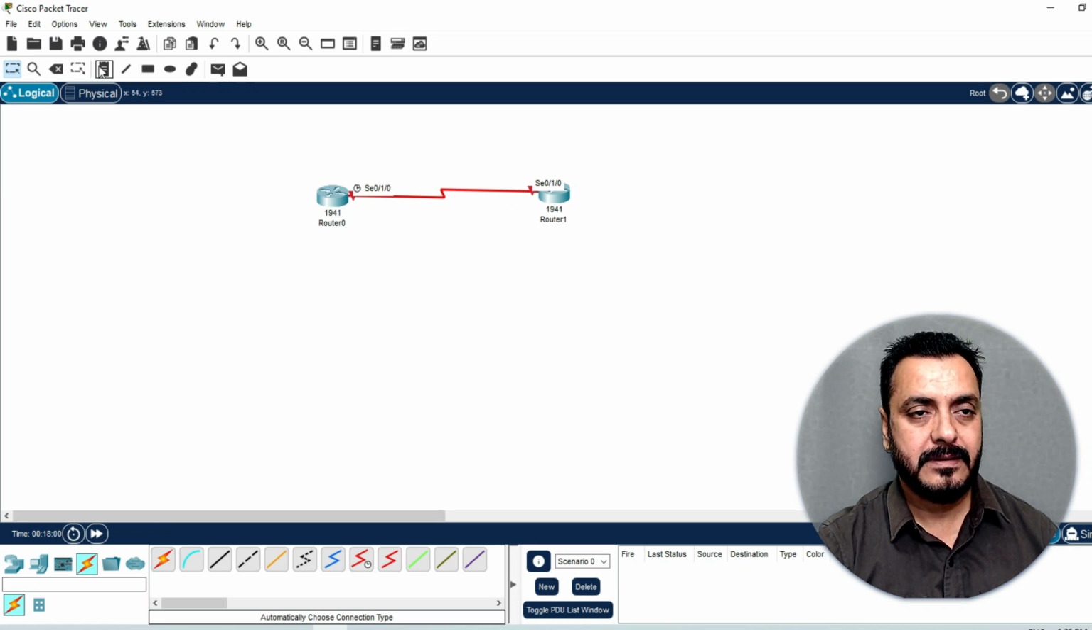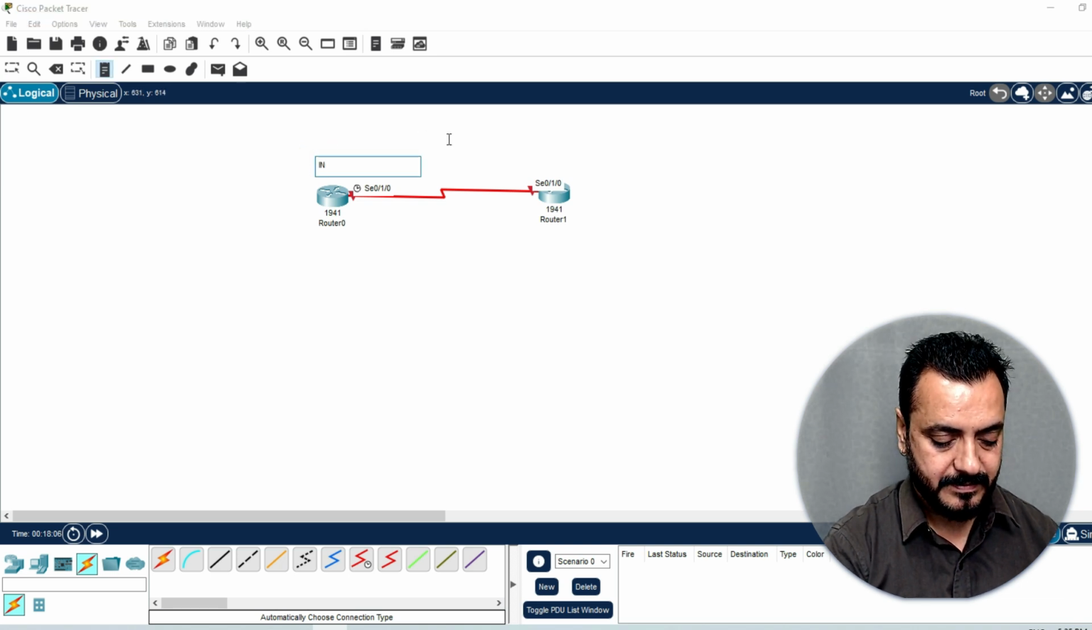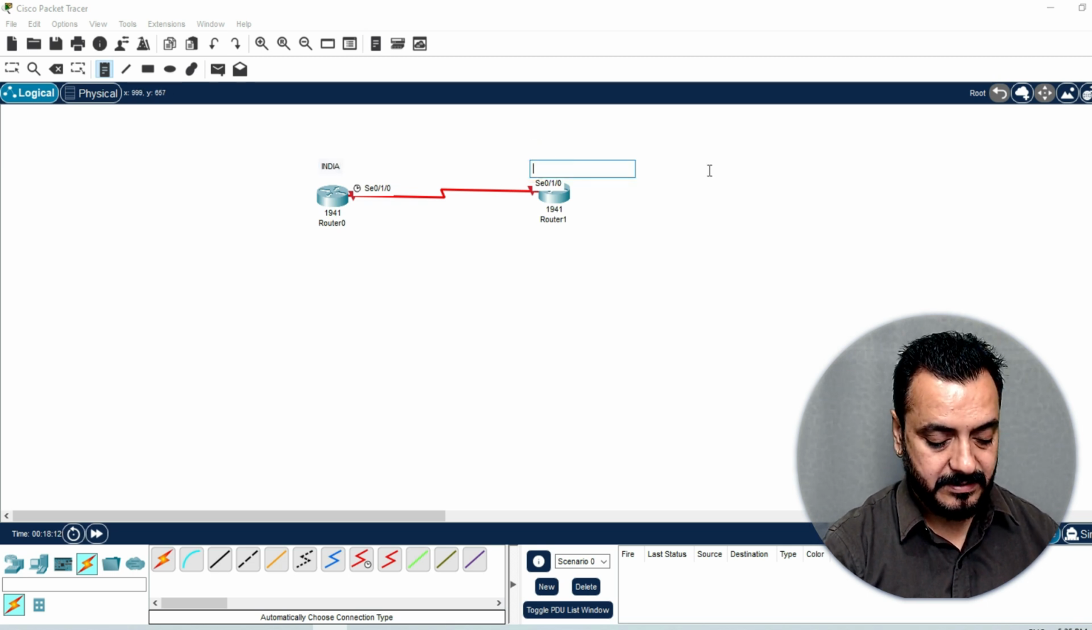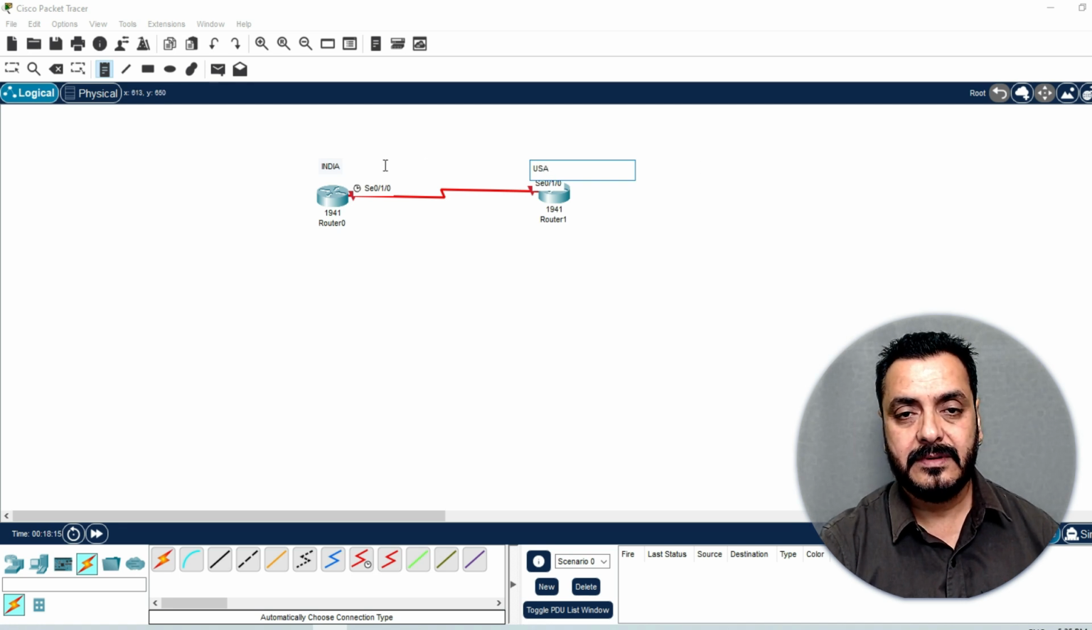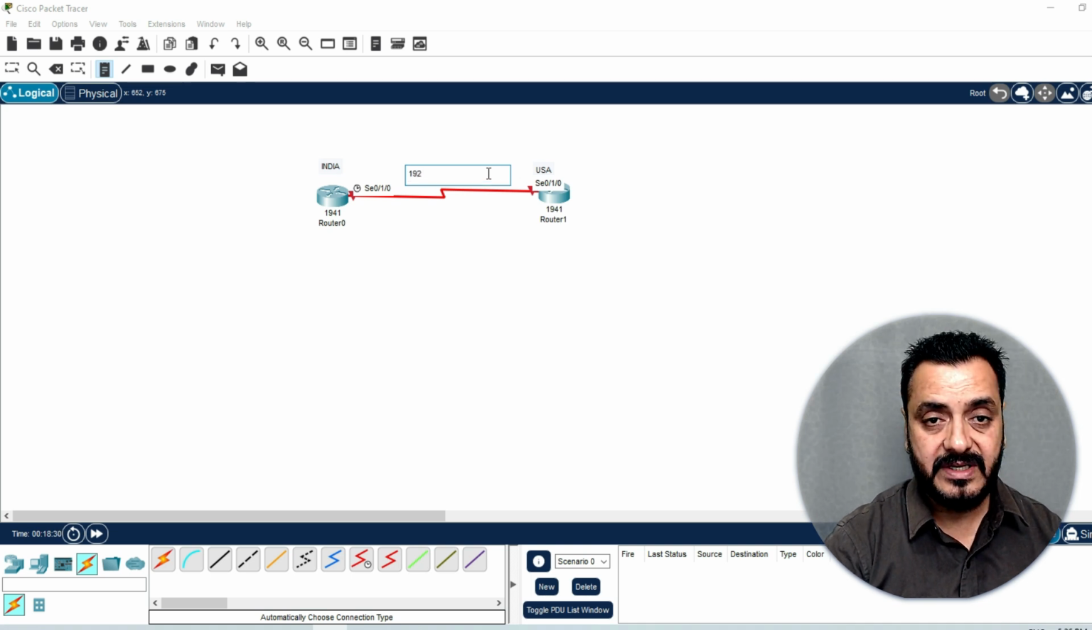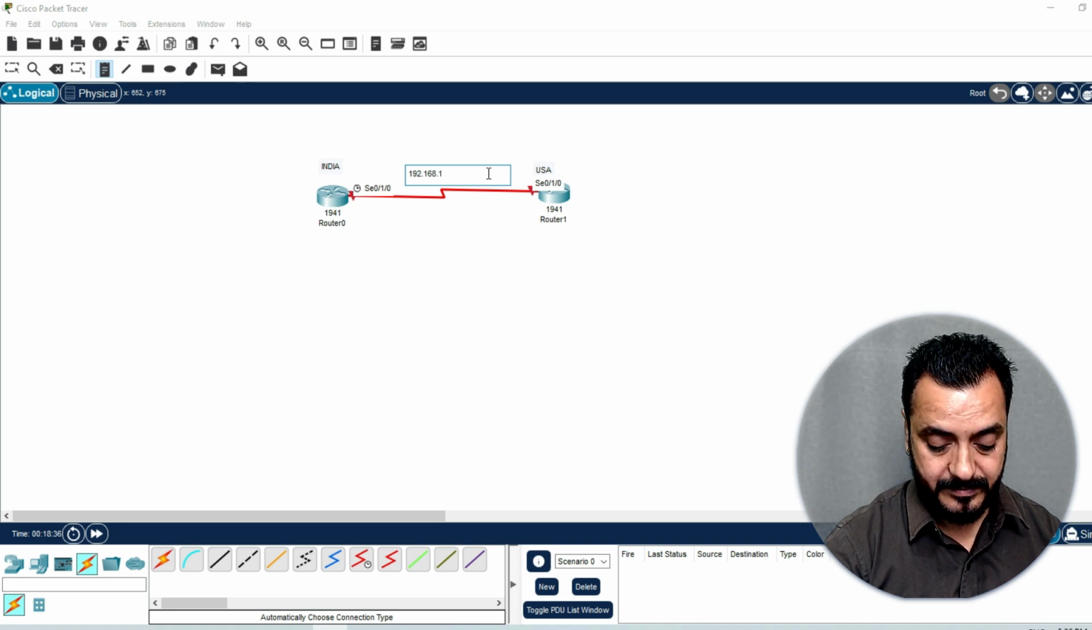and suppose this is our India router and this is our USA router, and in between we have to use IP version 4 addressing. So I'm taking here the VLSM or CIDR addressing pattern like this: 192.168.1.4/30.